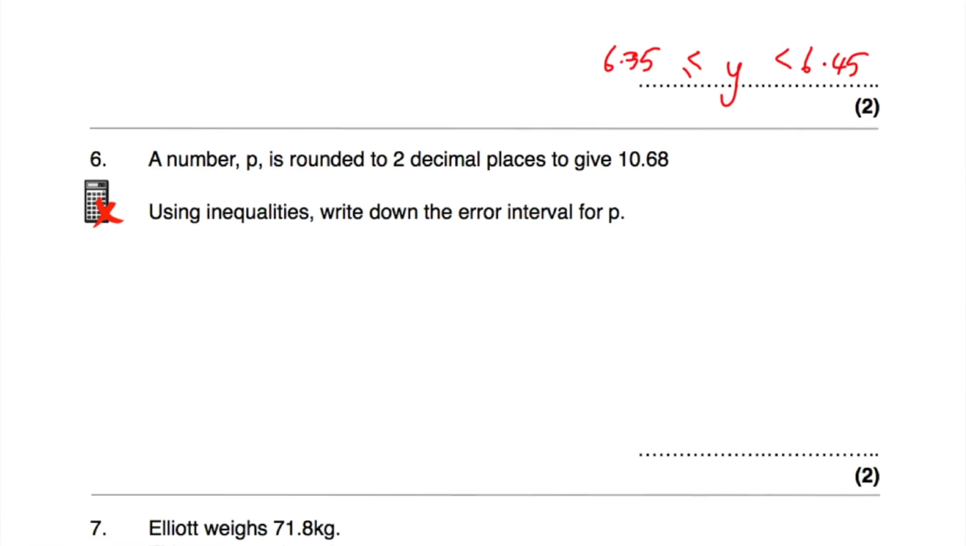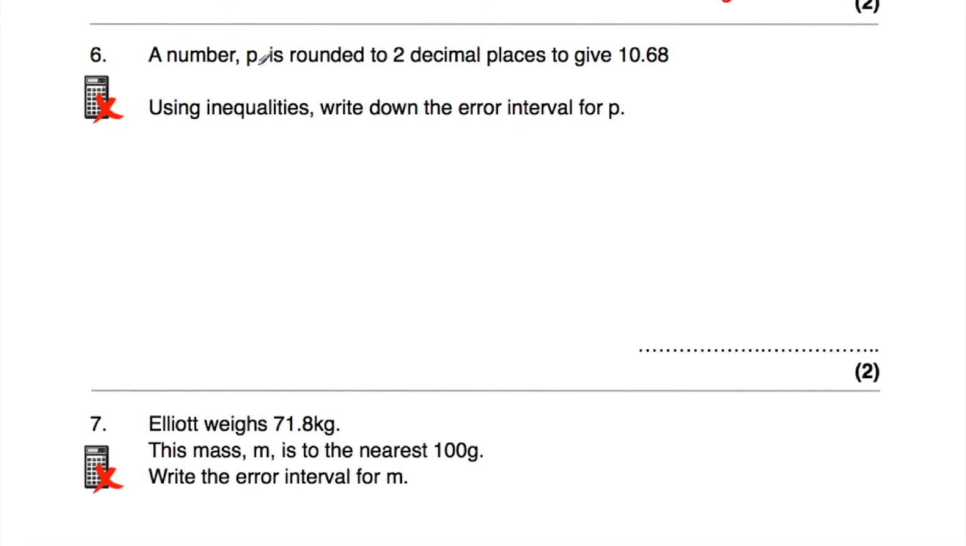Okay, let's have a look at question number 6. Question number 6 says, a number p is rounded to 2 decimal places to give 10.68. Use inequalities to write down an error interval for p. So we want to write down the error interval for p, and it's been rounded to 2 decimal places. Let's consider the lower bound to begin with. It's going to be the lowest possible number that would round to 10.68 to 2 decimal places, and that would be 10.675, because 10.675 would be the lowest possible number that would round up to 10.68 to 2 decimal places.